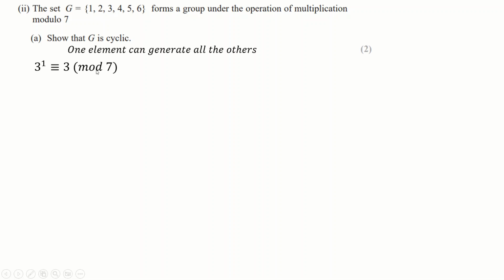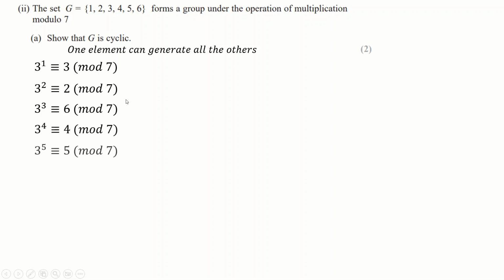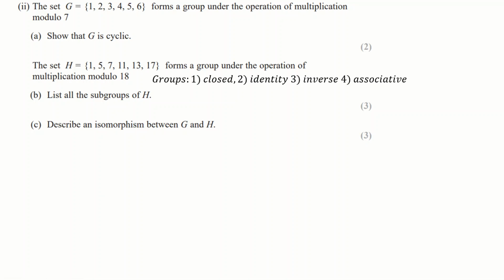3 to the 1 is 3 mod 7. 3 to the 2 is 9, which is 2 mod 7. 3 to the 3 is 27, which is 6 mod 7. And this all just works. It's just a case of finding the one that works. 5 also works, which is going to be helpful to know later. But this isn't enough to show it's cyclic because you just need to show that it works for one of them. And we also call 3 a generator, I guess, if it does that.